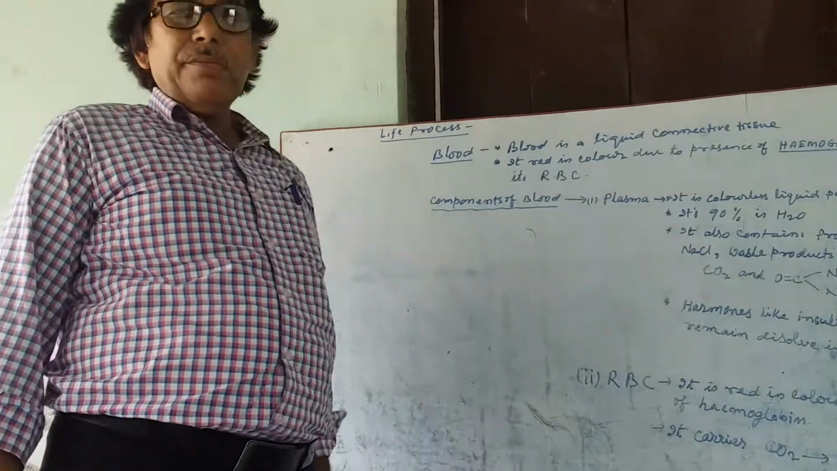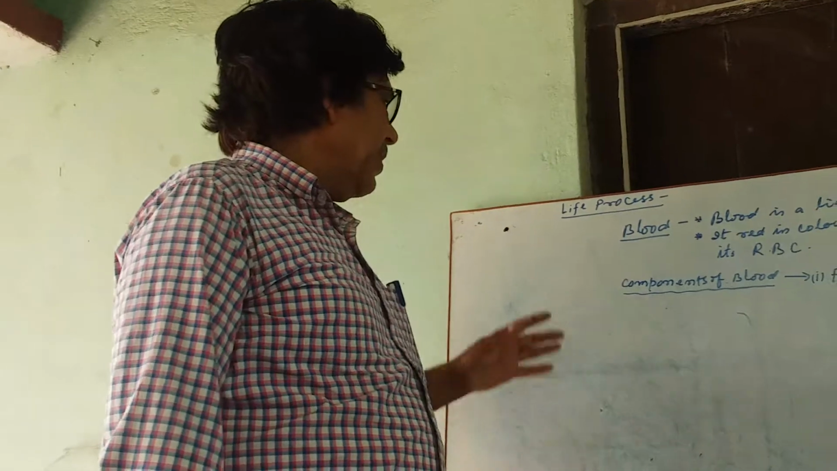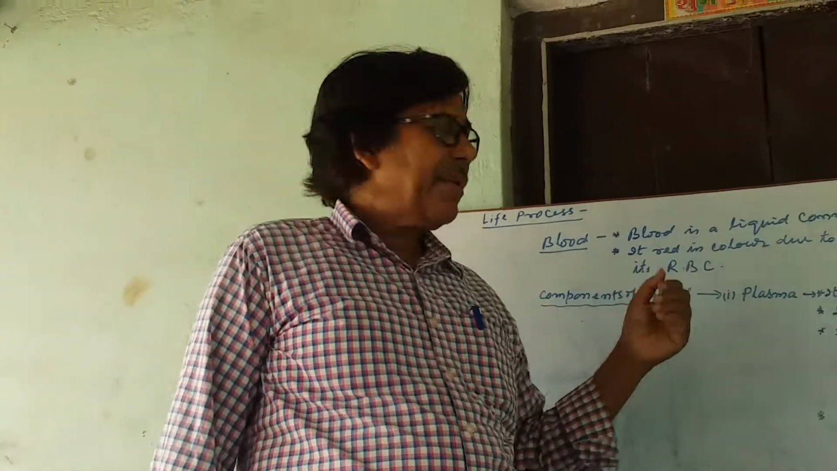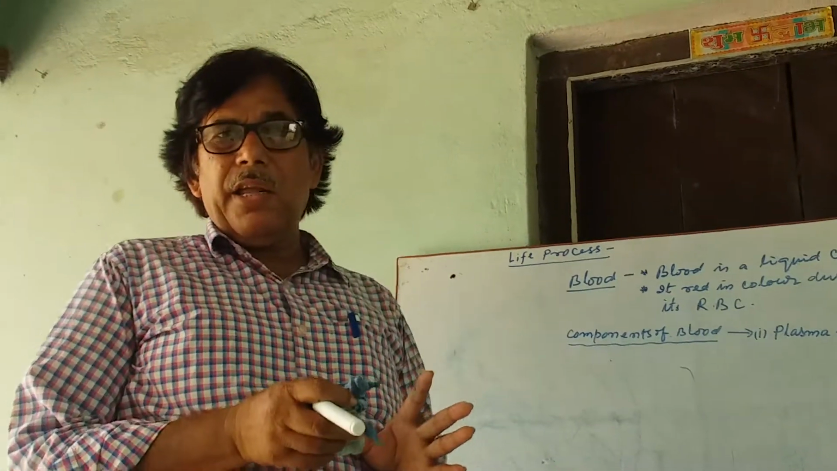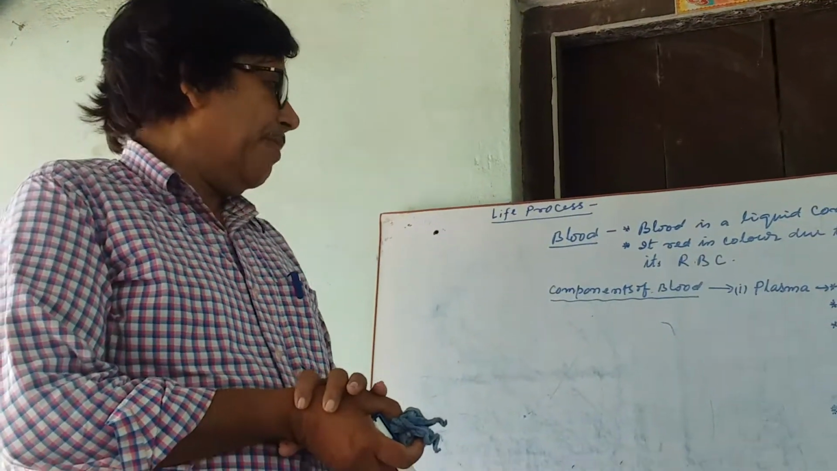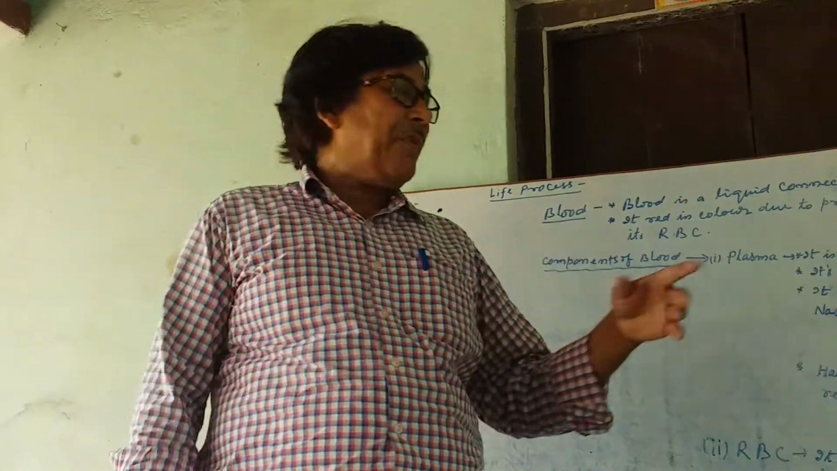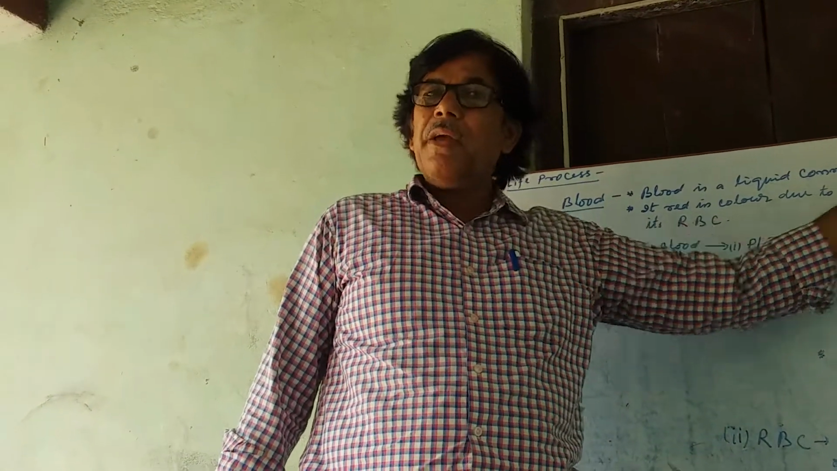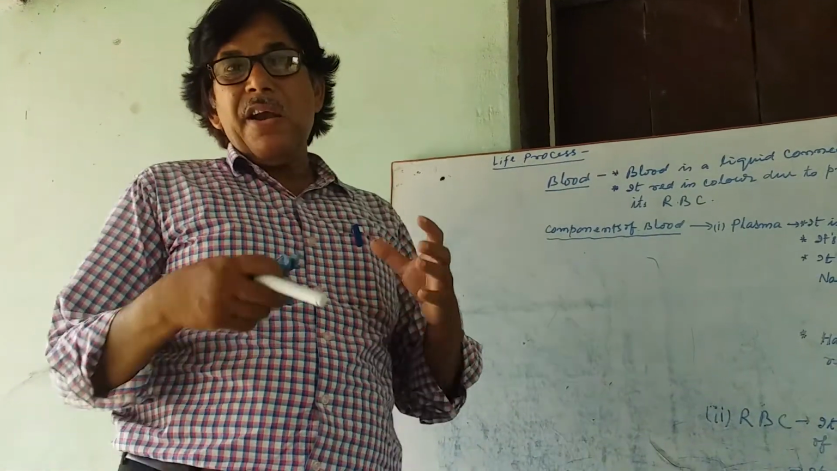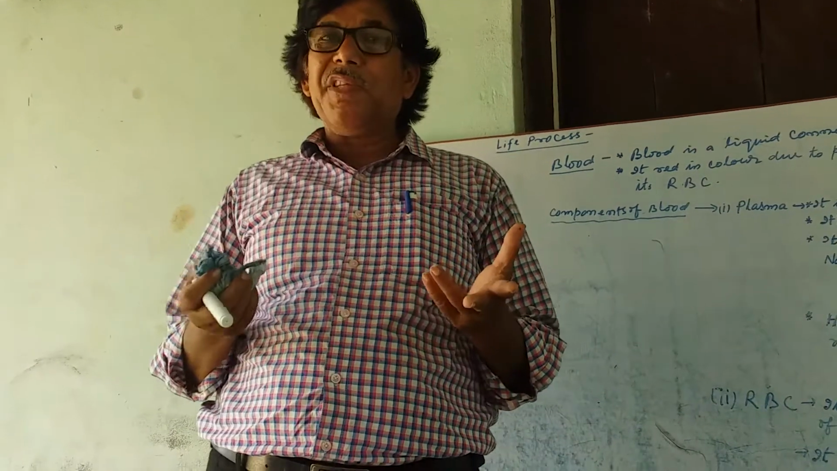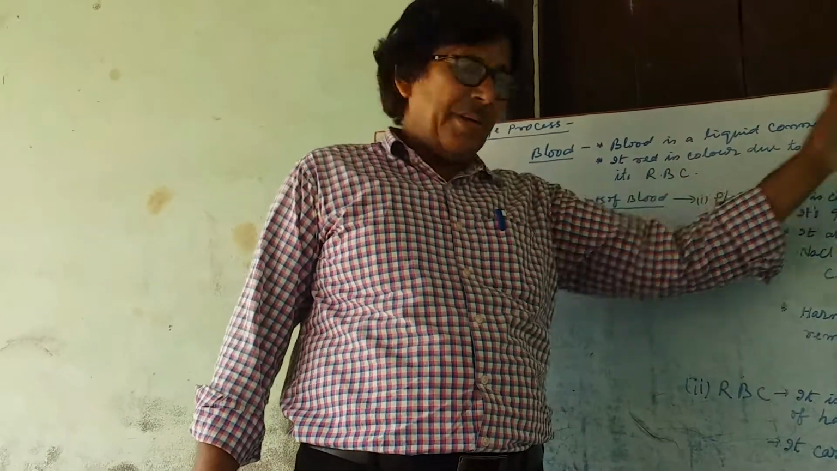Of class 10, we are studying life process. Today we will study blood. Blood is a fluid or liquid connective tissue in our body. It is red in color due to presence of hemoglobin in its RBC. Hemoglobin contains iron oxide which is red in color, and due to this hemoglobin is red in color.